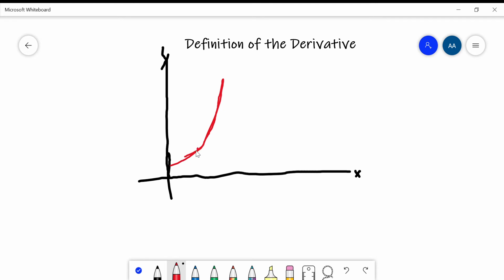So let's say we wanted to find the derivative at a certain point. Well, you'd first have to ask yourself, what's the derivative? A derivative is the slope at a certain point, the instantaneous rate of change. Your calculus teacher may refer to it as IROC, which is just an acronym for instantaneous rate of change.